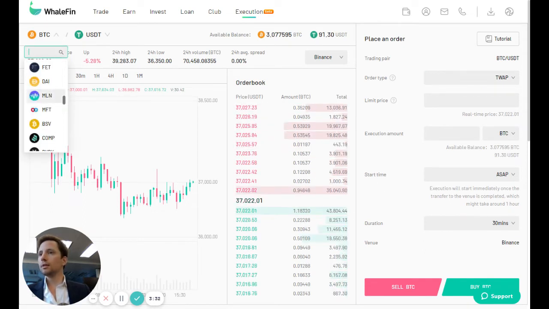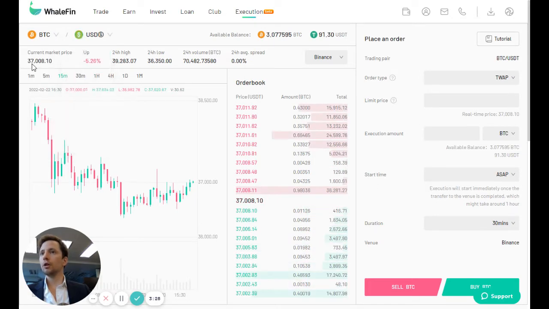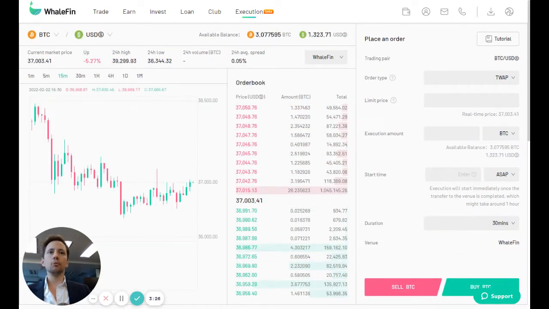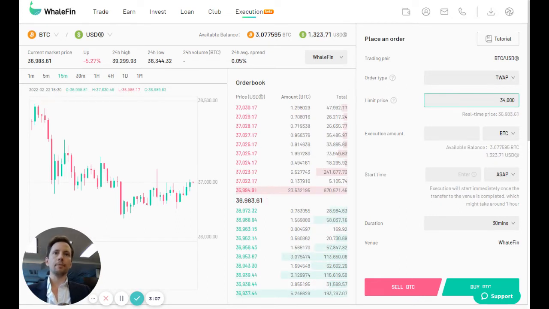So you can see a lot of different assets that you could trade on. And let's say you're just going to stick to Bitcoin, US dollar. As a TWAP, the main factor is going to be duration. But just before we get there, you can also set a limit price. So right now you can see the price of Bitcoin is 36,988. You could say only start the algo when the price drops below 34,000.